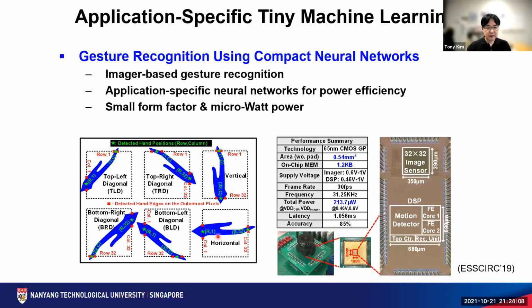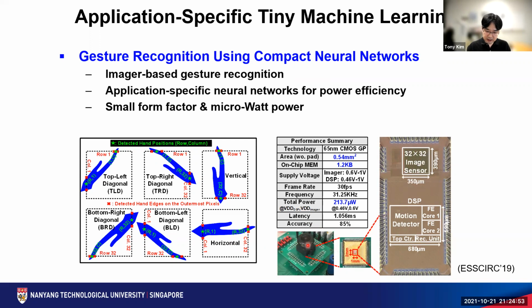This is another hardware accelerator based on a tiny machine learning algorithm for IoT devices. This chip is doing gesture recognition. We implemented a 32 by 32 image sensor array, and we implemented motion detector and feature extraction cores and some classification processing units. So using this 1 millimeter by 2 millimeter chip, we can actually identify the gestures of your hands that are captured by a very small image sensor.